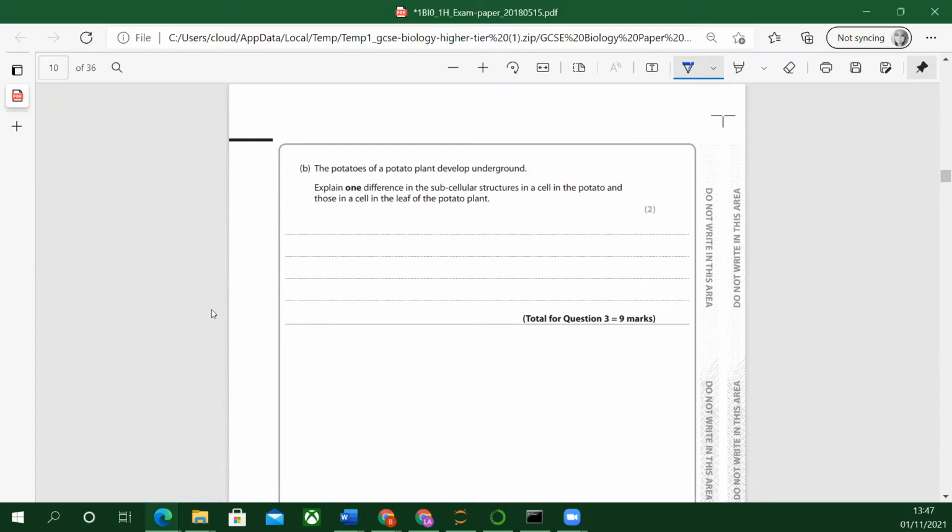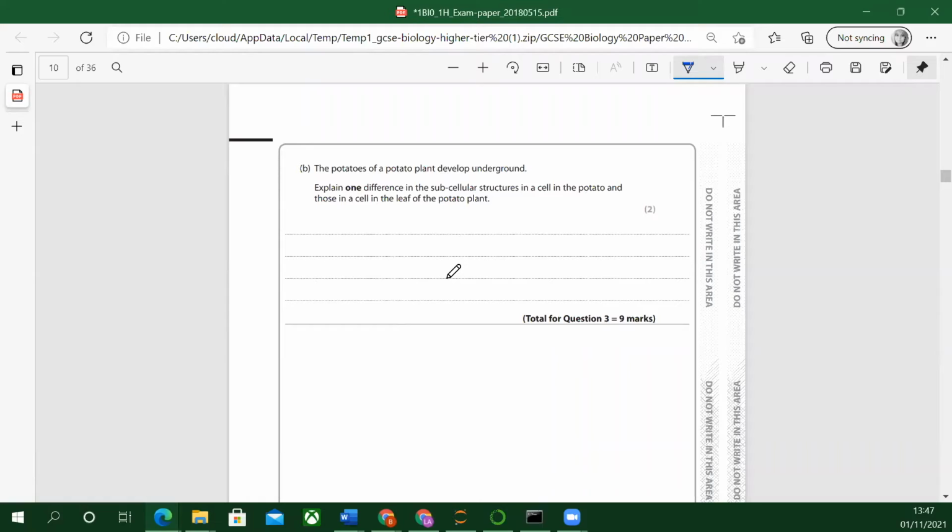So explain one difference in the subcellular structures in a cell in the potato and those in a cell in the leaf of the potato plant. Okay, so in the potato itself, remember it's a tuber. Its Latin name for potato is Solanum tuberosum because potatoes are tubers, they grow underground. Okay, so this is actually a lot easier than we think. People, if this was said in a different way, I think people would forget this very, very quickly.